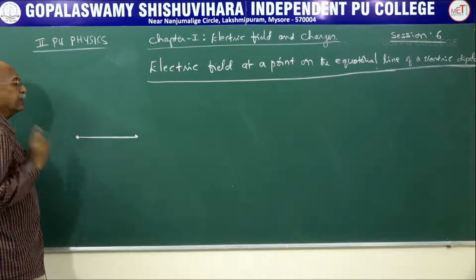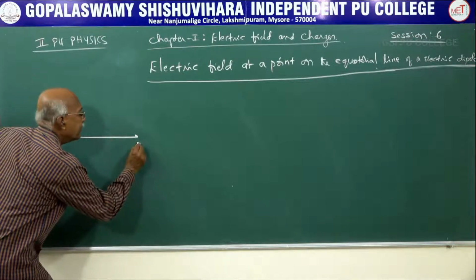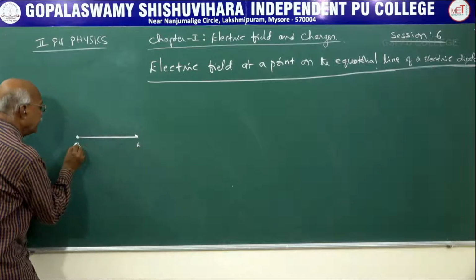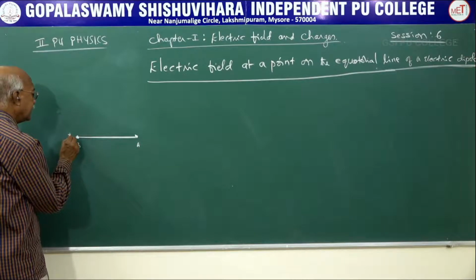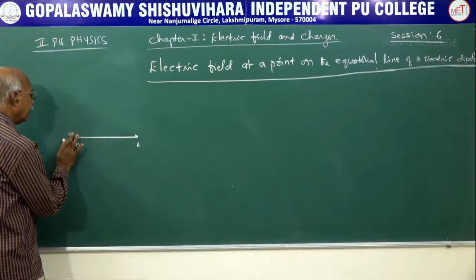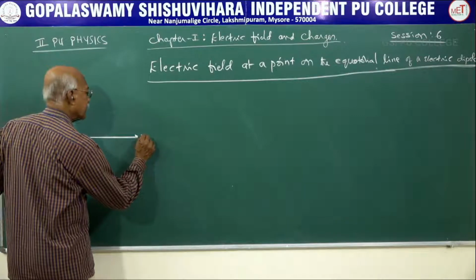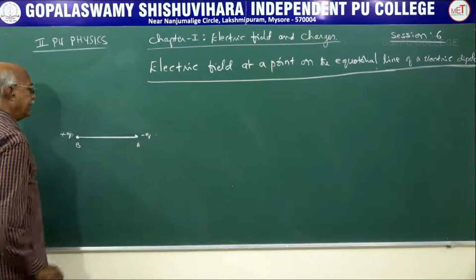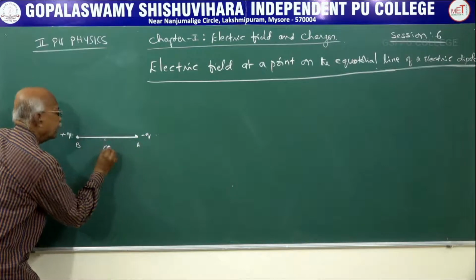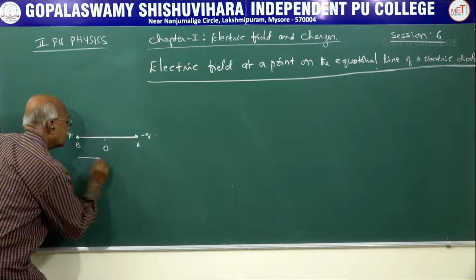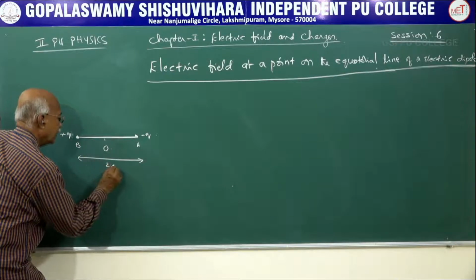unlike charges separated by a small distance. We will call this point A. Here this is the point B, wherein we consider that at the point B we have plus Q charge. Plus Q charge is available at B and minus Q charge is available at A. Let O be the midpoint of this. We know that this total distance is equal to 2a.